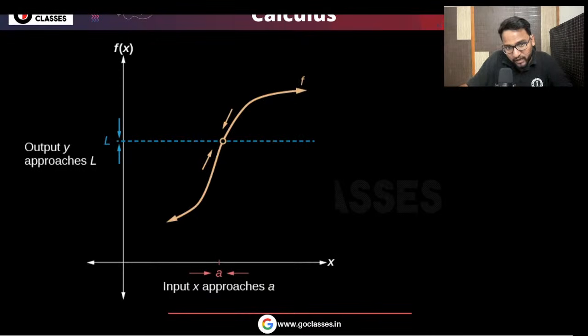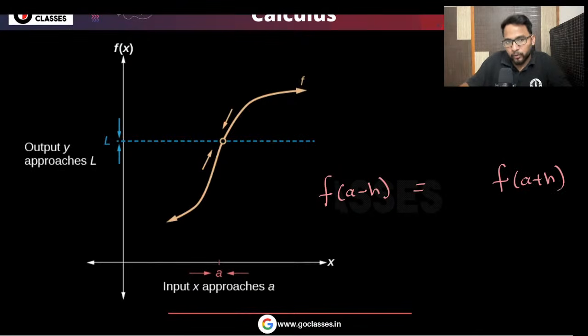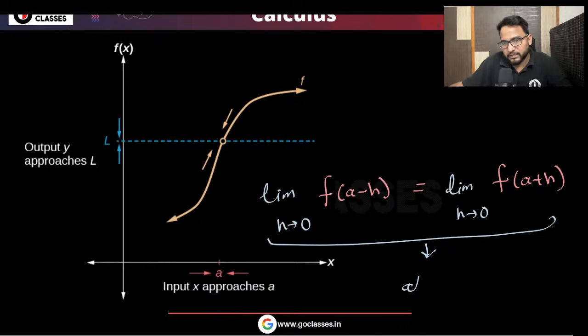If you are coming from immediately left or immediately right, the values are the same, which means these two values are the same. And what is h here? h is something which is basically tending to 0. If that is the case, then we will say that at x equal to a, the limit exists.